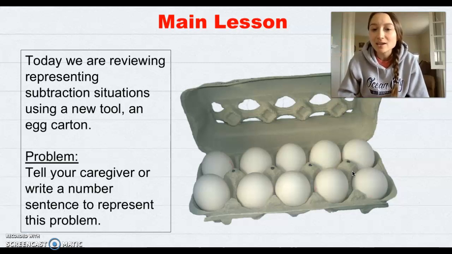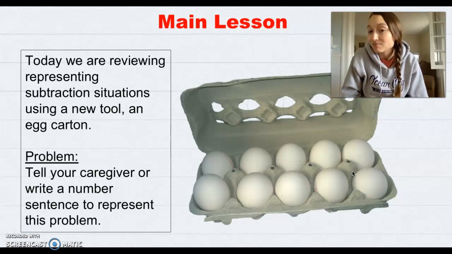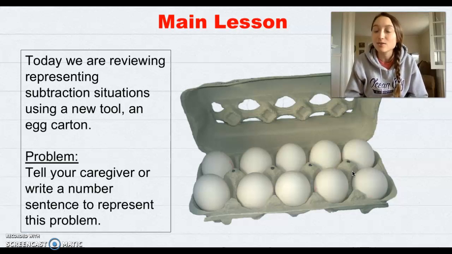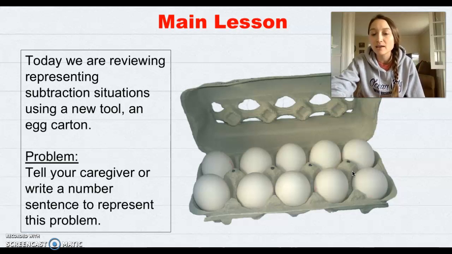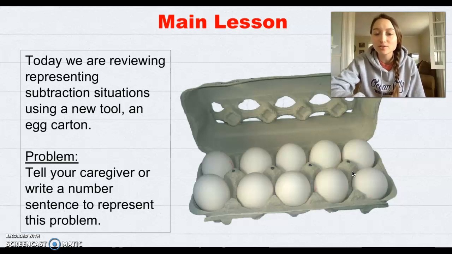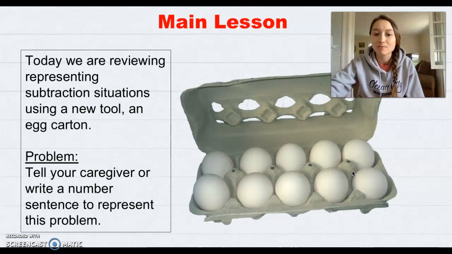We're going to be using an egg carton today, kind of like a tens frame, because guess how many eggs are in that egg carton on your screen? Let's count them together. Ready? Count. 1, 2, 3, 4, 5, 6, 7, 8, 9, 10. So that egg carton holds 10 eggs, just like a tens frame would. So if you look at our screen, how many eggs are we starting with here? 10.